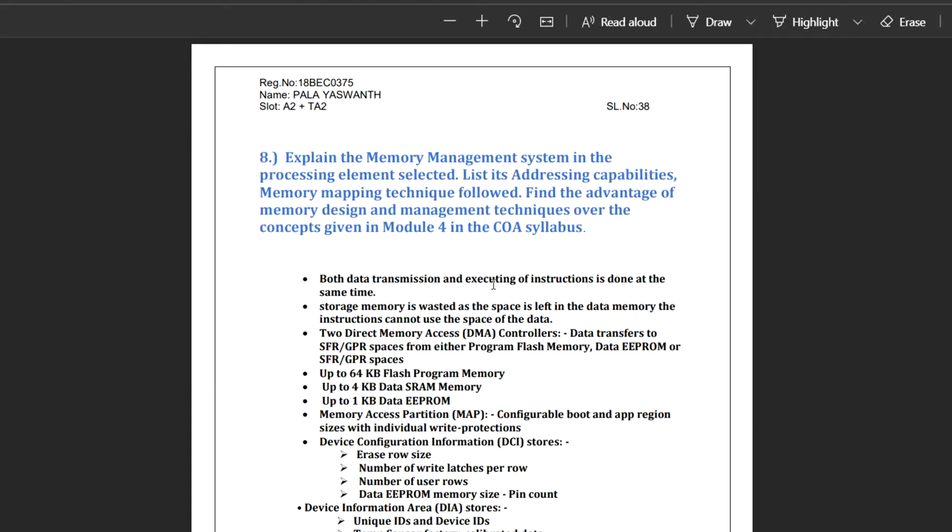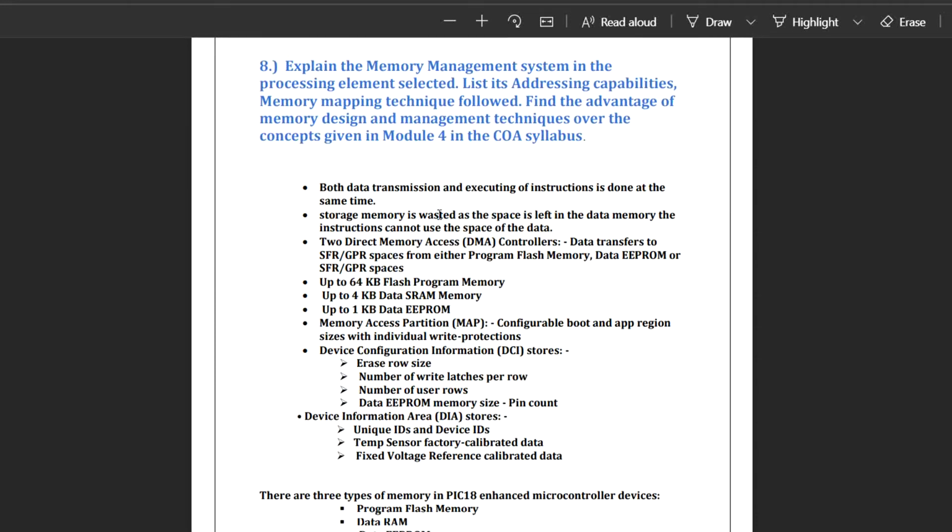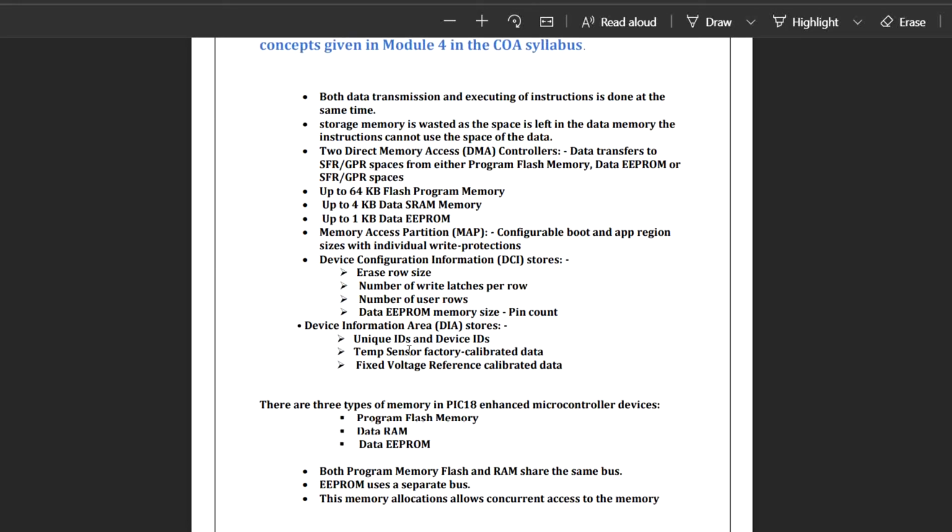So it was about explaining the memory management system present in the PIC18F25K2683. These are the key points which are really important while considering the memory management inside the microprocessor I've selected. I have clearly mentioned it, and also shown its memory organization, how it is split up, with up to 64 KB of flash memory, up to 4 KB of SRAM, and up to 1 KB of EEPROM. All of this is clearly shown here, and the memory access partition was clearly shown here.